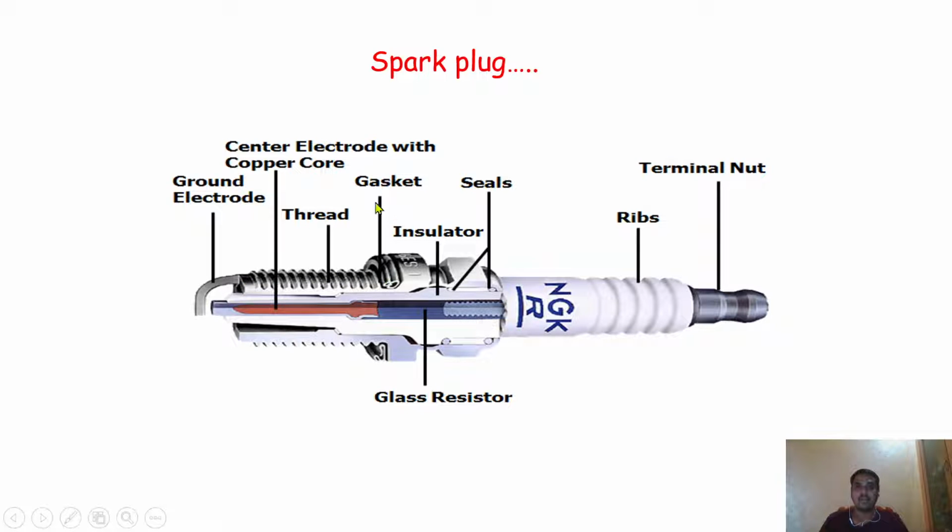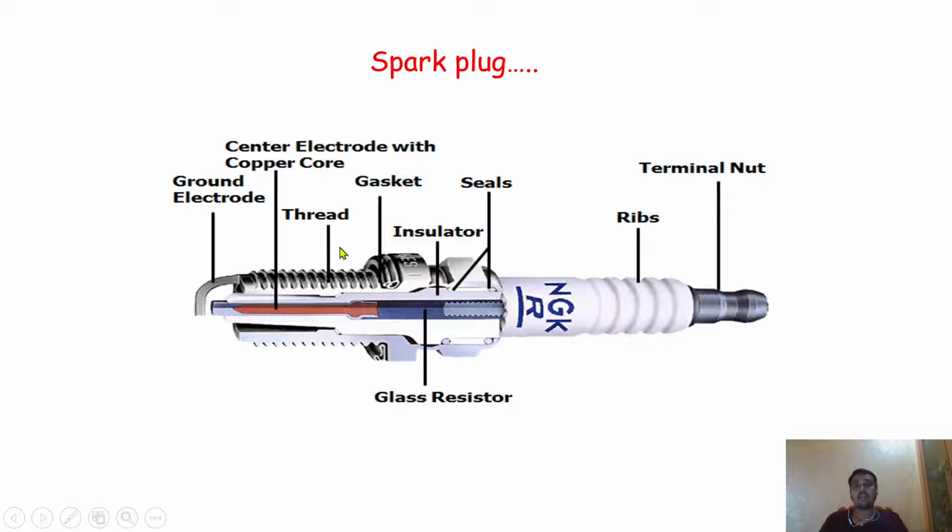There is always one gasket, and the center electrode with the copper core, which is the major element present inside the spark plug. This element is called the center electrode with the copper core. And this element present just in front of it, at the spark plug end, is called the ground electrode.